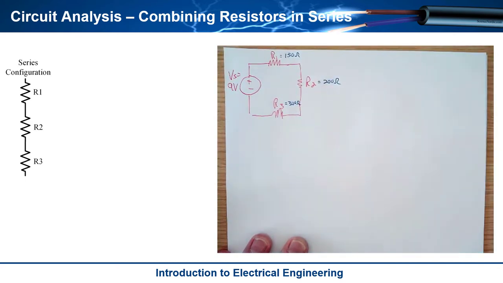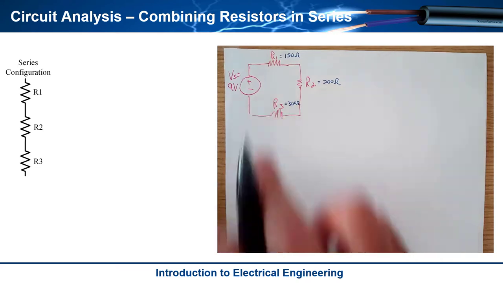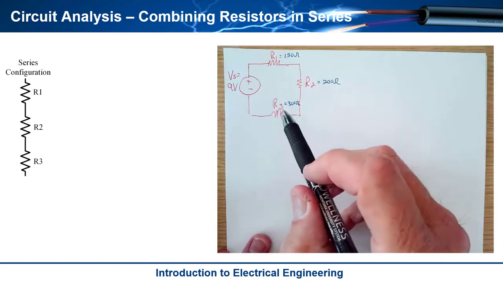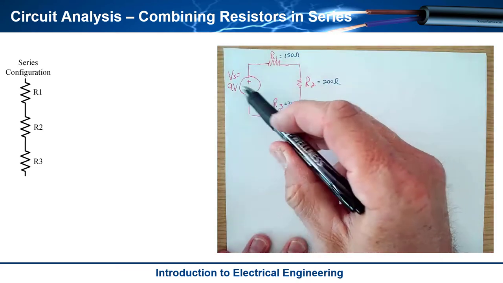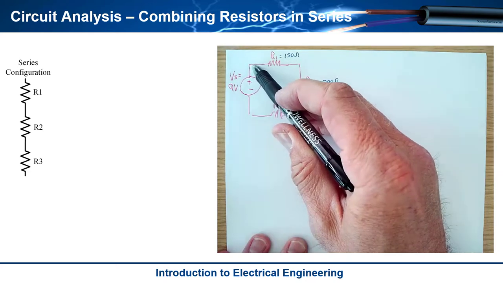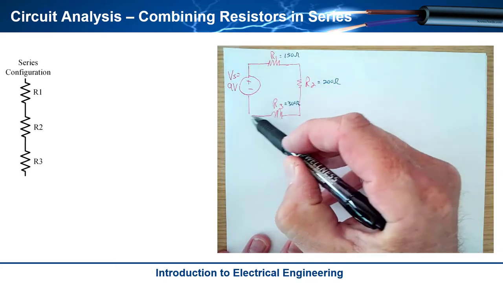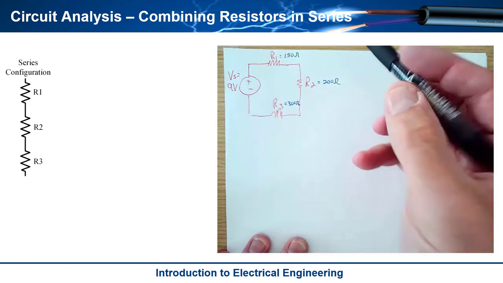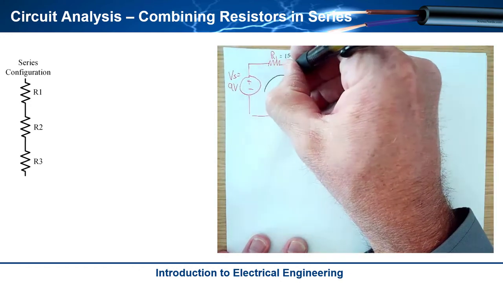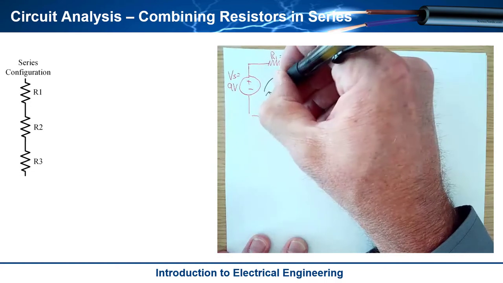When I look at this, I can immediately start seeing what I want to know and what I don't know. First and foremost, just by inspection, the current into this node is the current out of that node. It's the current through this resistor, this resistor, and this resistor. There's only one loop, and that means the current through everything in here is going to be I.